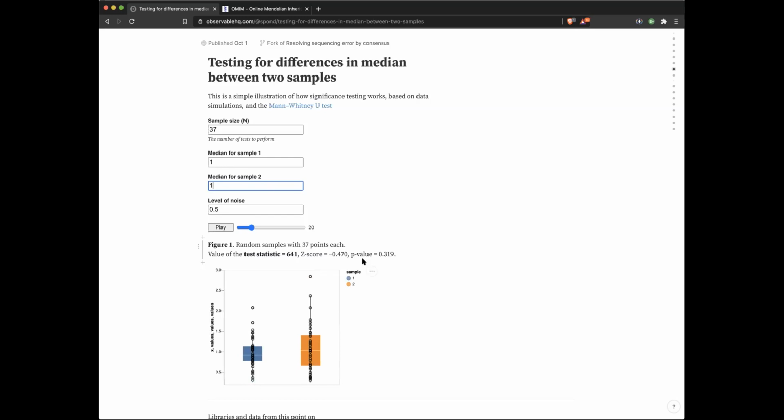A p-value pretty much tells you how likely it is that you will observe a test statistic of this value if there is no difference between the samples. So a small p-value means it is unlikely to observe.